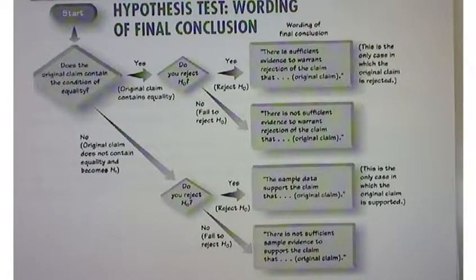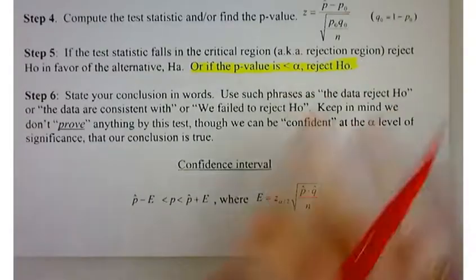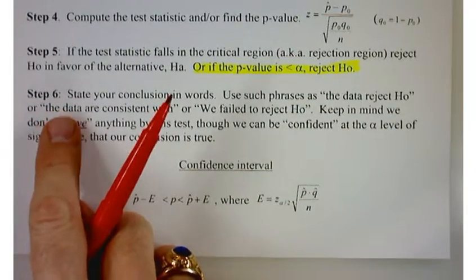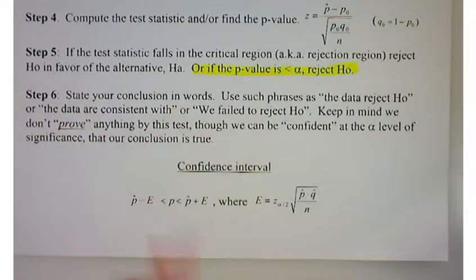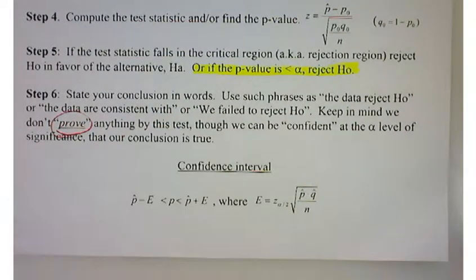We're using a lot of technology for this, so because we're not doing as much by hand anymore, we're relying on computers, I'm going to put a little more emphasis on step 6, which is stating your conclusion in words. Please stay away from the word prove. In statistics, we don't prove anything. That's reserved for a math course.